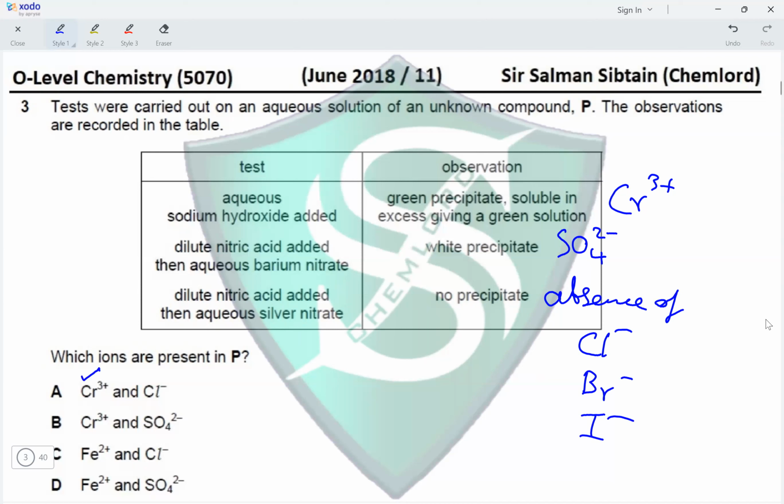Chromium, yes. Chloride, no. Chromium, yes. Sulfate, yes. Iron, no. Chloride, no. Iron 2, no. Sulfate, yes. So, the only option with both the ions correct is option B. Thus, option B is the correct option for this question.